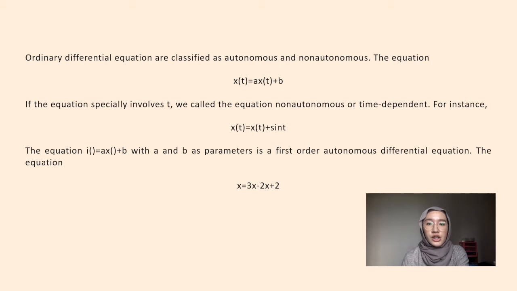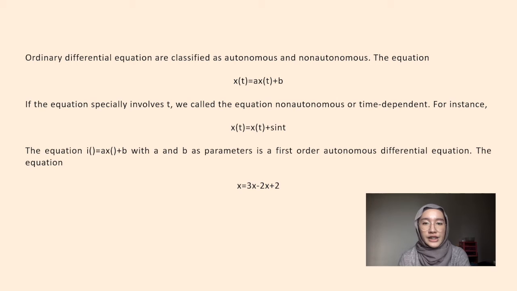So the equation as shown here, with a and b as parameters, is an autonomous differential equation because the time variable t does not explicitly appear. If the equation specifically involves t, we call the equation non-autonomous or time-dependent. For instance, this equation here is a non-autonomous differential equation.